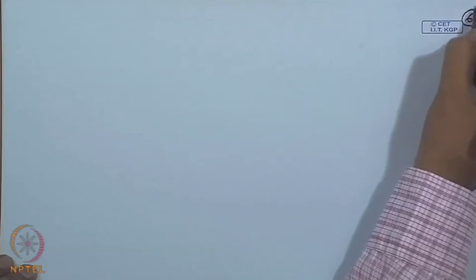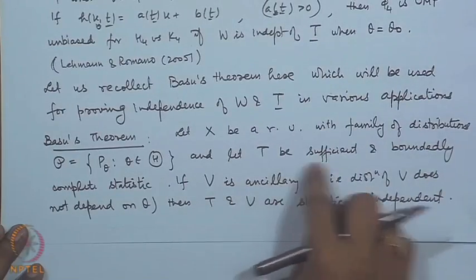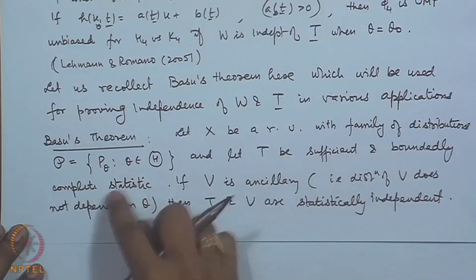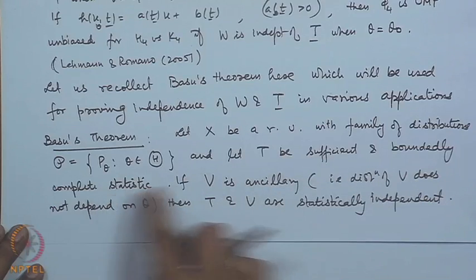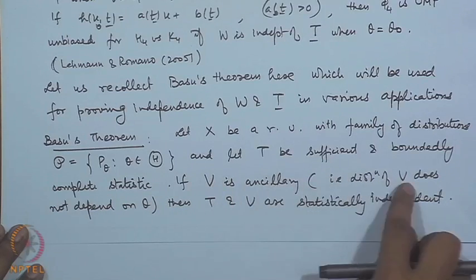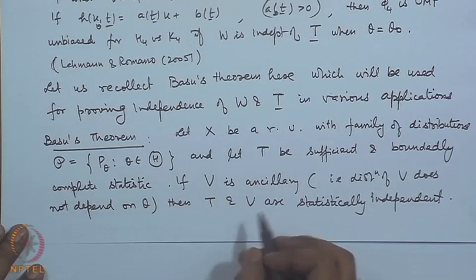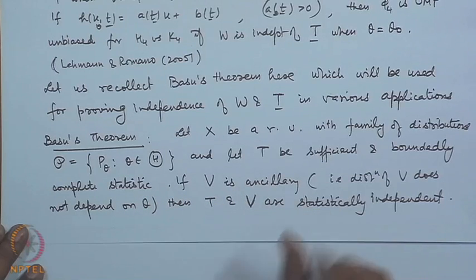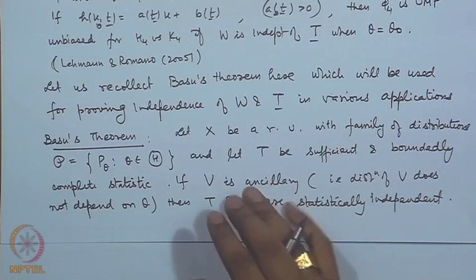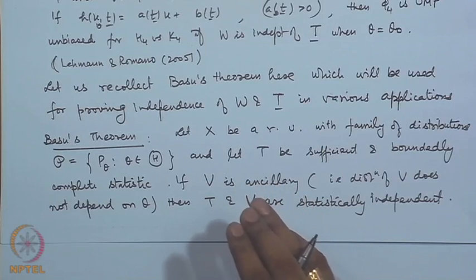So, what is important is that we should have one sufficient and complete or sufficient and boundedly complete statistic, and another one should have a distribution free from the parameters. If that happens, then T and V are statistically independent. So, in general we will try that W should be complete and sufficient, and then T should become ancillary, or vice versa.